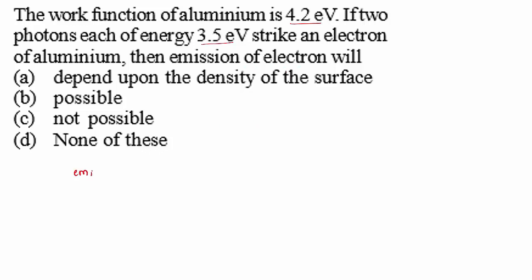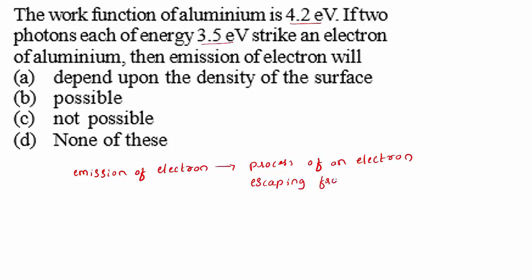See here, emission of electron refers to the process of an electron escaping from the metal surface. That process we can call emission of electron. Now here, the work function of aluminium is given as 4.2 electron volt. The energy of two photons is given as 3.5 electron volt.